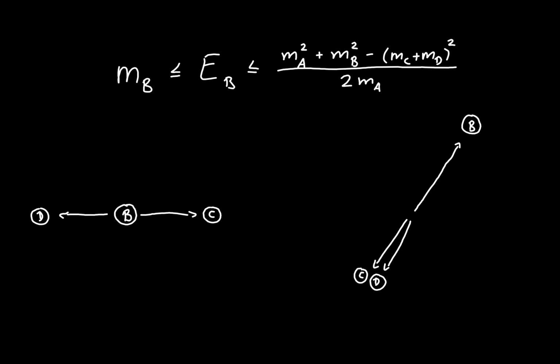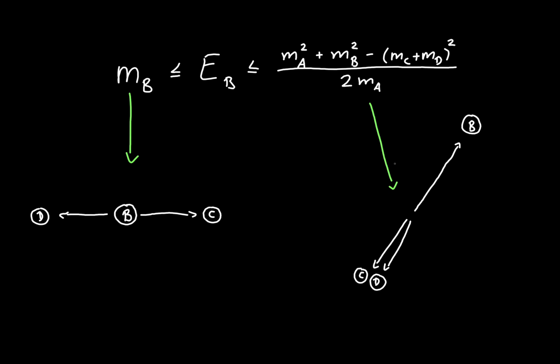Let's look at what happens in the cases of the two extremes. If the energy of particle B is just given by its mass m_B, particle B stays in the exact same spot as particle A before the decay. Particles C and D travel in opposite directions, carrying a lot of momentum. In fact, the whole energy difference between the mass m_A and m_B is now stored in the mass m_CD. It's now at its maximum.